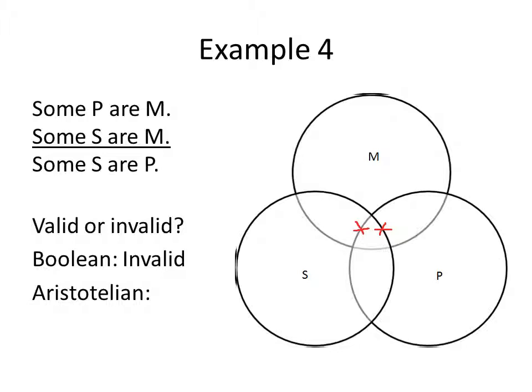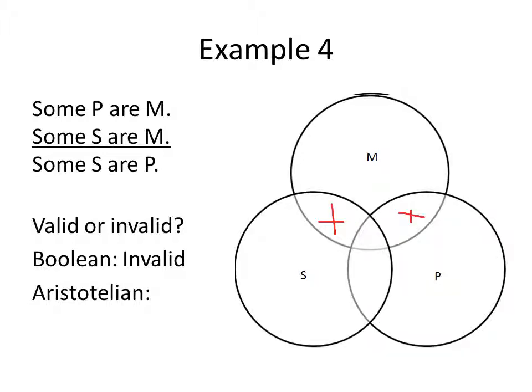There'd be nothing that's both S and P. So what we're being asked to imagine is that there's something that's both S and M but not P, and something that's both P and M but not S, in which case the premises would be true but the conclusion false. So from the Boolean perspective, this is invalid. And similarly from the Aristotelian. Remember, what we're looking for is a universal premise, a particular conclusion, and then 3 parts of a circle all shaded. We don't have that, so we can conclude that it's invalid.